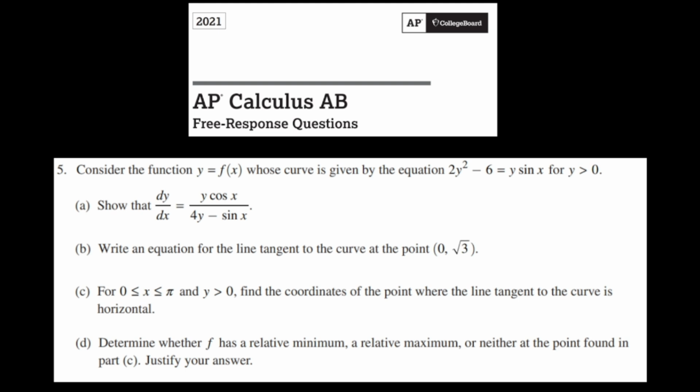So let's actually solve this problem. The first part asks you to justify why the derivative of y with respect to x is y cosine x over 4y minus sine of x. So we'll start by copying the original equation, 2y squared minus 6 equals y times sine of x. And so we need to pretend that they didn't give us the answer and find dy dx and make sure that it matches what they did actually give us.